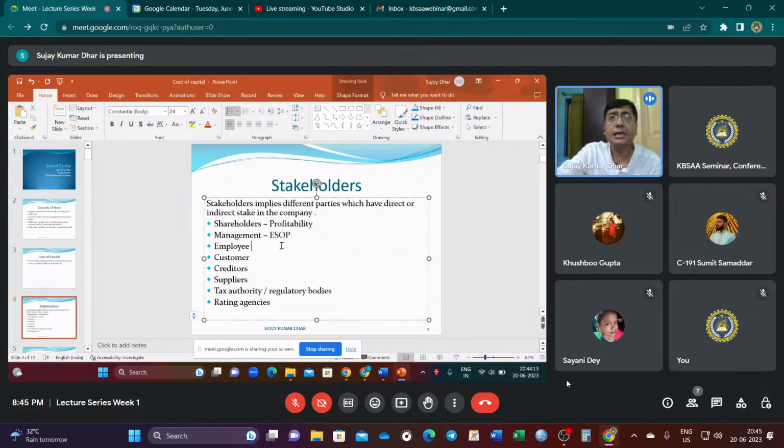So ESOP means employee stock option plan, where you are giving company shares at a huge discount to market price to the middle management and top management to create an owner-like feeling. What does employee look forward to? Good compensation package.